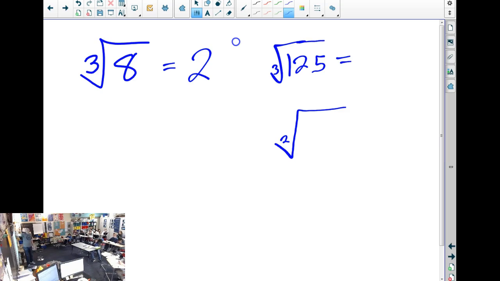What number times itself times itself makes 125? Jessica? 5, because 5 times 5 is 25, times 5 again makes 125.